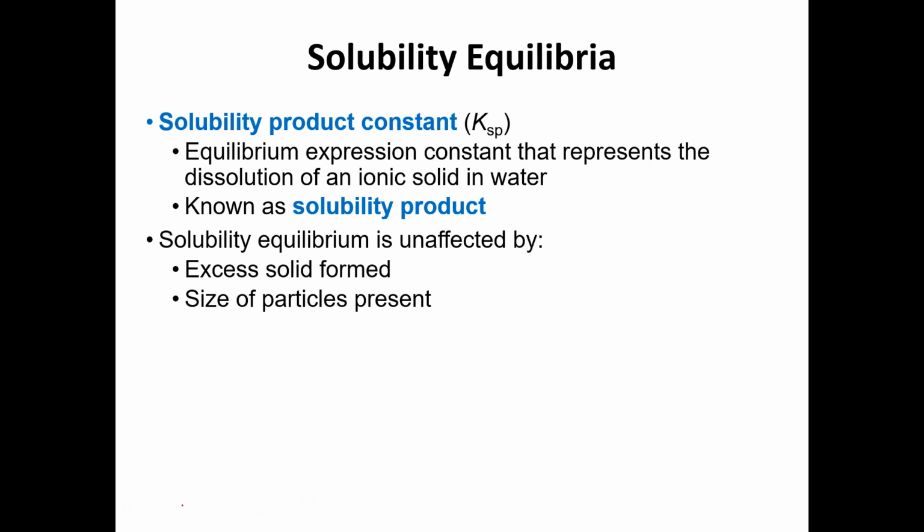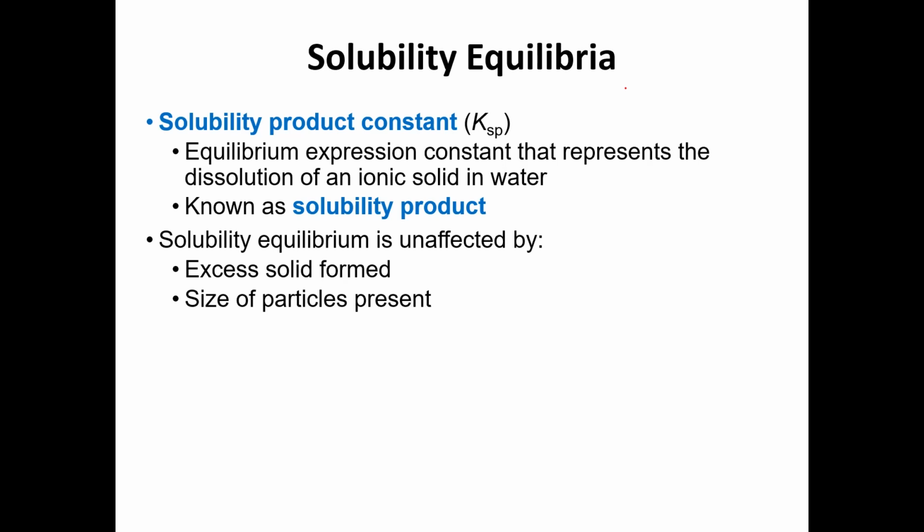Now, the solubility equilibrium is not affected by any excess solid. If we have excess solid, we're not going to have more of the component dissolve in water. There's only so much of any ionic solid that will dissolve in water, and we're going to look at some of the different solubility constants for that. But once we've reached that limit, it doesn't matter if you have excess solid at the bottom of the container. You're still not going to be able to dissolve any more because you've reached the solubility limit.